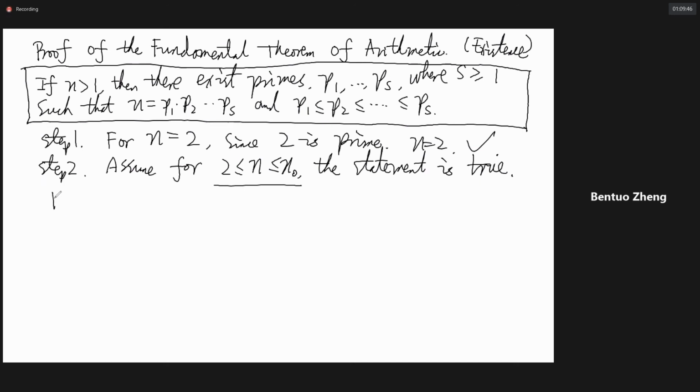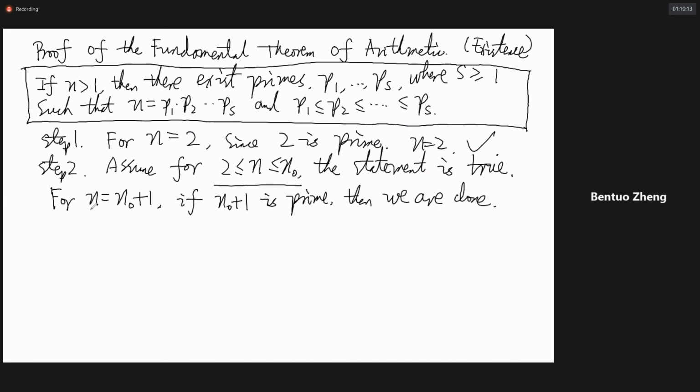Now for n equals n0 plus 1. If n0 plus 1 is prime, then we are done. Because in this case, n is just a prime, so it's of course a prime factorization.